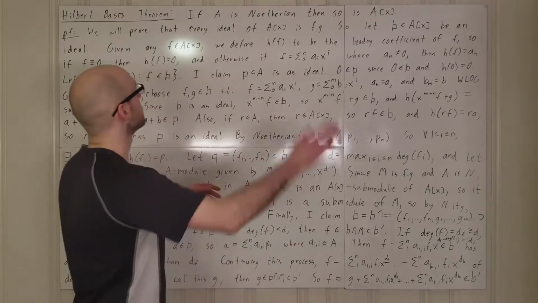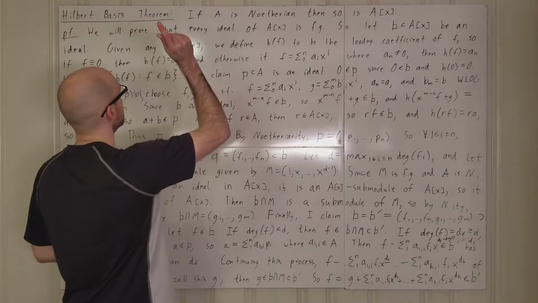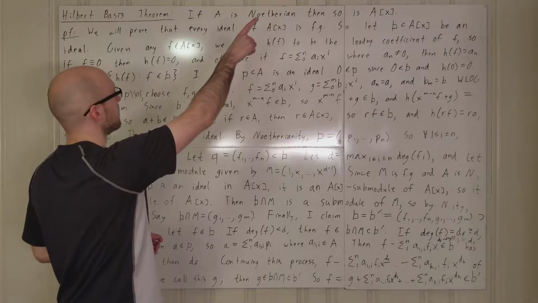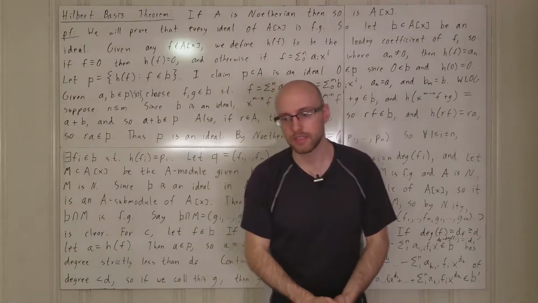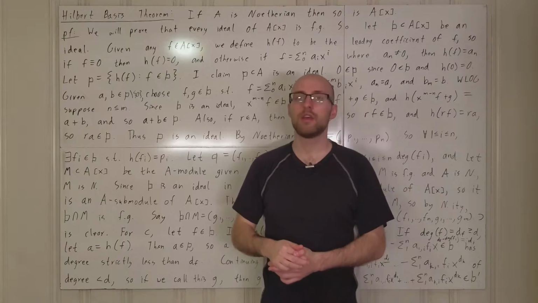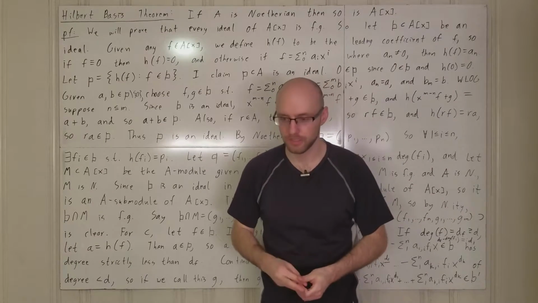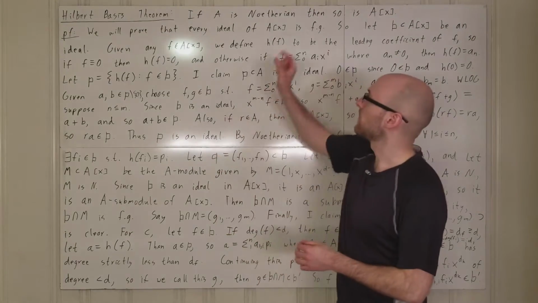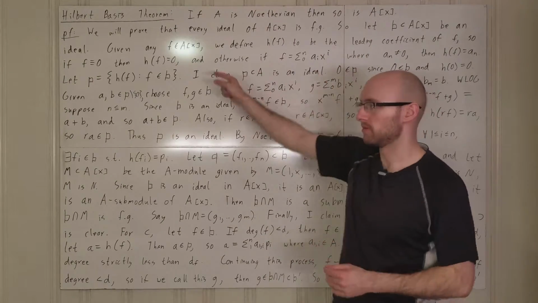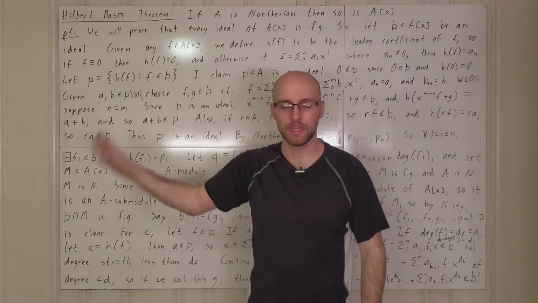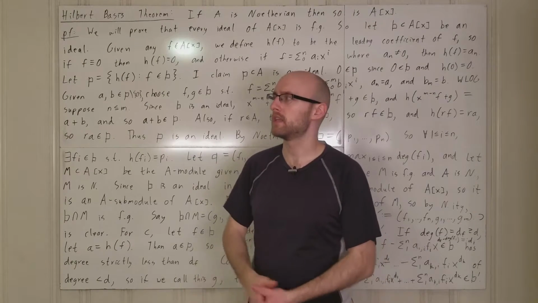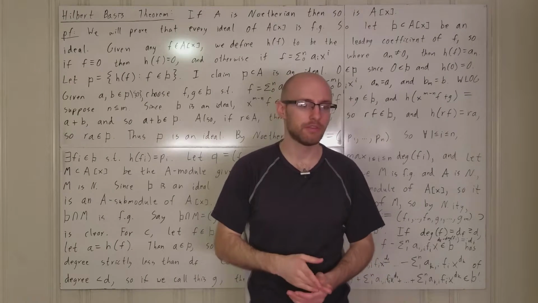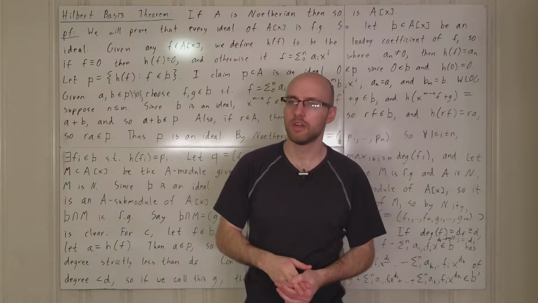And since this holds for every single ideal B, we know that every ideal in A adjoin X is finitely generated, which means that it is Noetherian. And therefore, if A is Noetherian, then so is the polynomial ring, and this concludes the Hilbert basis theorem. And yeah, I think this is pretty much all we have to say about ring theory.